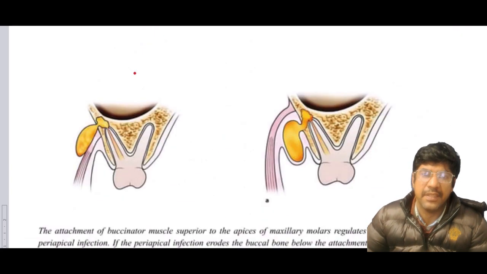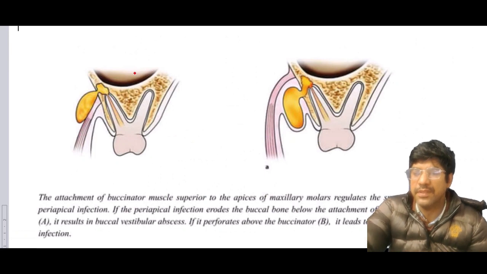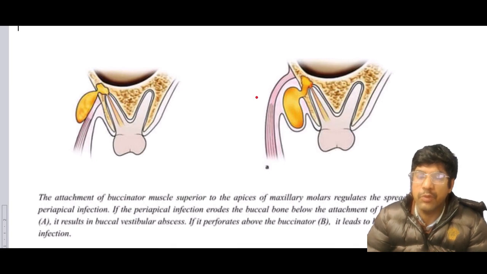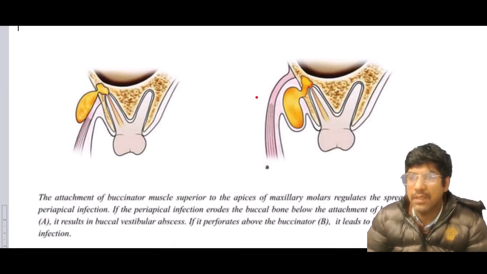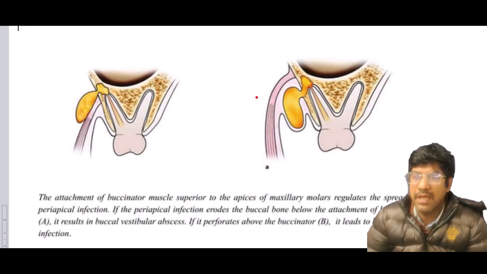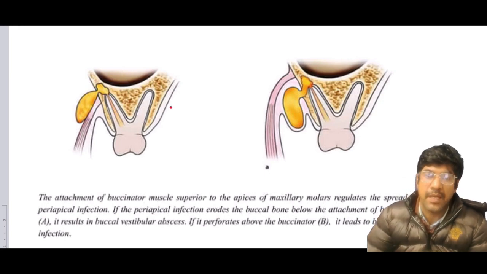Now next is the infection from the molars. Infection from the palatal apices of the upper molars tends to track either into the palate or upward into the maxillary sinus. Infection from the buccal apices of upper molars typically directs toward the buccal space.